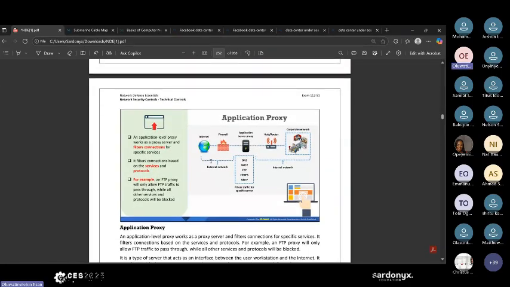They have the application proxy. These ones are the proxy server and filters connection for specific services. Now, a filter connection based on services and protocol. For example, an FTP proxy will only allow FTP traffic to pass through, while other services and protocols will be blocked. That's application. So they are based on specific services. Those are application proxy.